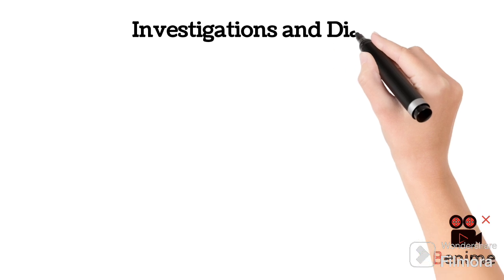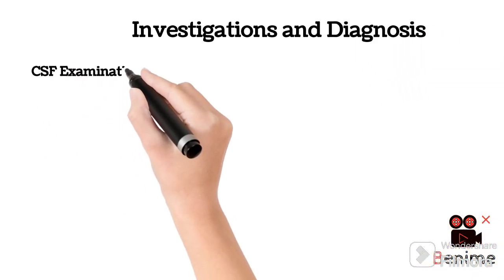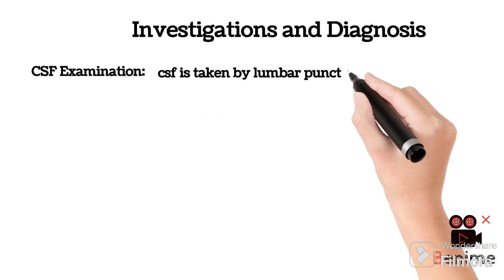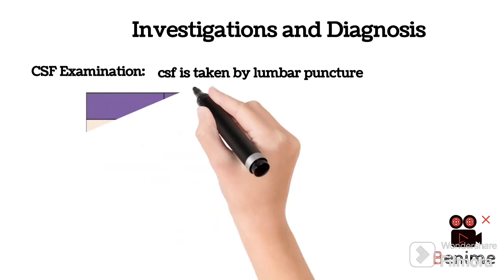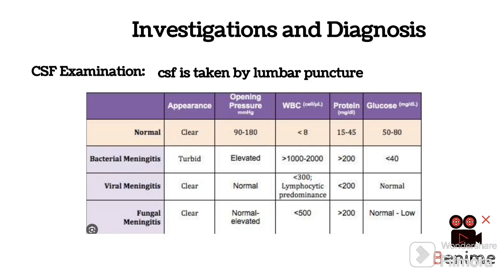Investigations done in meningitis. First is CSF examination. CSF is taken by lumbar puncture. On microscopic examination of CSF, in bacterial meningitis, the appearance of CSF is turbid. The CSF pressure is elevated.